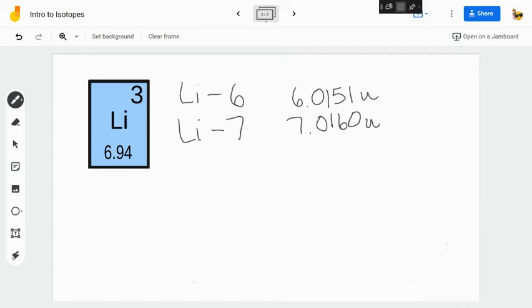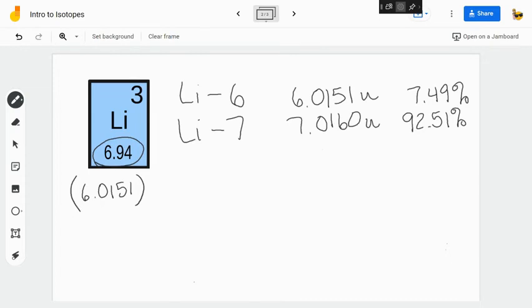Then you can take your sample and with a mass spectrometer, it can separate it by atom and it'll tell us that we have 7.49% lithium-6 and 92.51% lithium-7. So where does this number on the periodic table of the elements come from? We calculate the mass, 6.0151, and then we take this percentage and turn it back into a decimal.